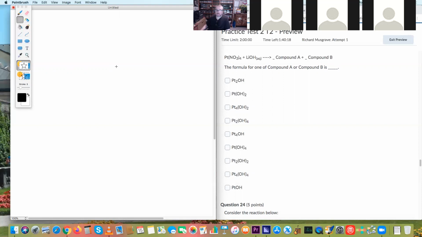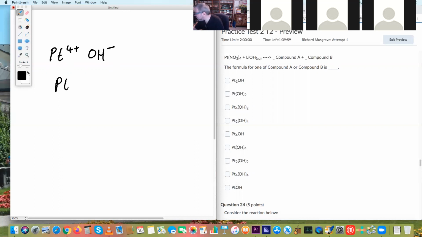Okay, what charge do you get on the platinum? You will have 4 plus. Yeah. And the charge on the OH? It will be negative. Right. What would be the compound you'd have to make that balance out? Pt(OH)4. Right. That'll be it. Oh, okay.